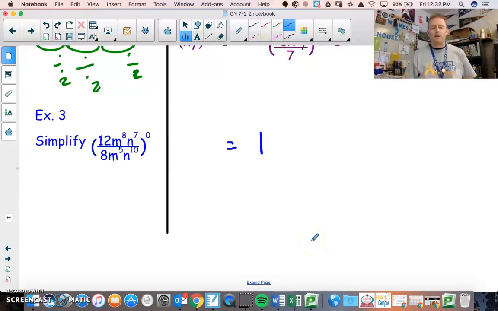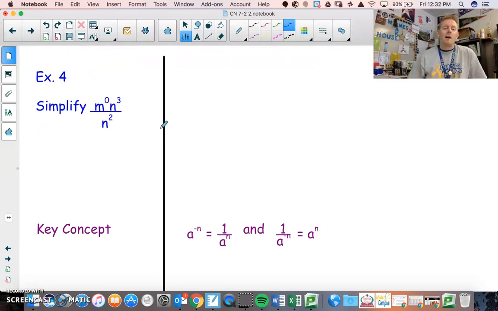So there's not a whole lot of work that you have to actually do. If it wasn't there, you would subtract and get m to the third, and you have 3 n's on the bottom and 12 over 8. You'd simplify, but there's a 0 there, so pump the brakes. You got nothing else to do. It's just 1. All right, so let's check it out.